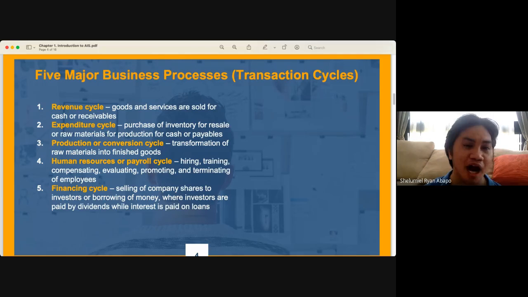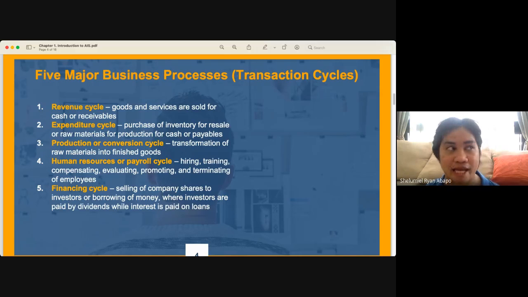Also, there are certain specialized computations involving withholding taxes and the deductions of benefits such as SSS, PhilHealth, and the Home Mutual Development Fund or the Pag-ibig. So these computations deviate from the normal recording of other expenditures, and that's why the human resources payroll cycle is separated from the rest of the expenditure cycle.